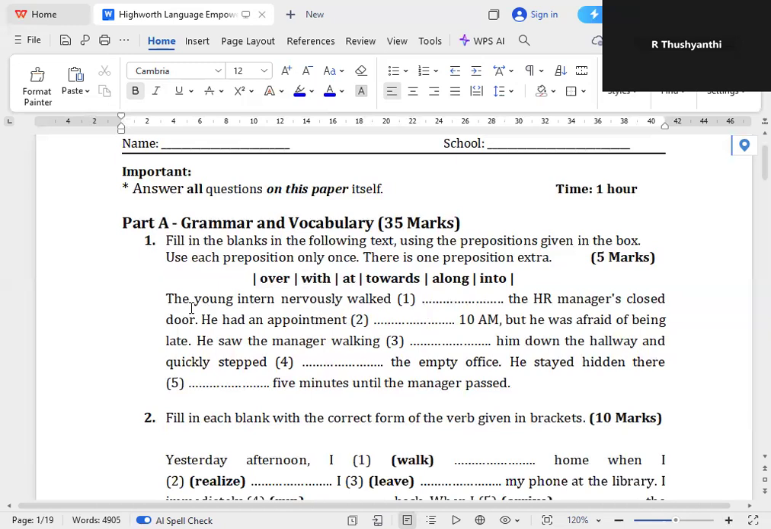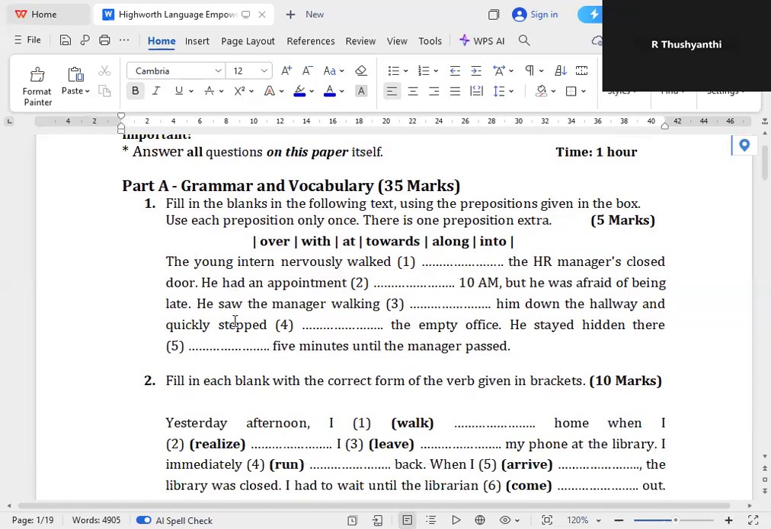The paragraph starts, the young intern nervously walked. It's about an interview. The young intern nervously walked the HR manager's closed door. He had an appointment 10 a.m., but he was afraid of being late. So the candidate was late, right? So he was afraid of being late. He saw the manager walking him down the hallway and quickly stepped the empty office. He stayed hidden there 5 minutes until the manager passed. So this is a small paragraph. Let's try to fill the spaces and complete the paragraph.